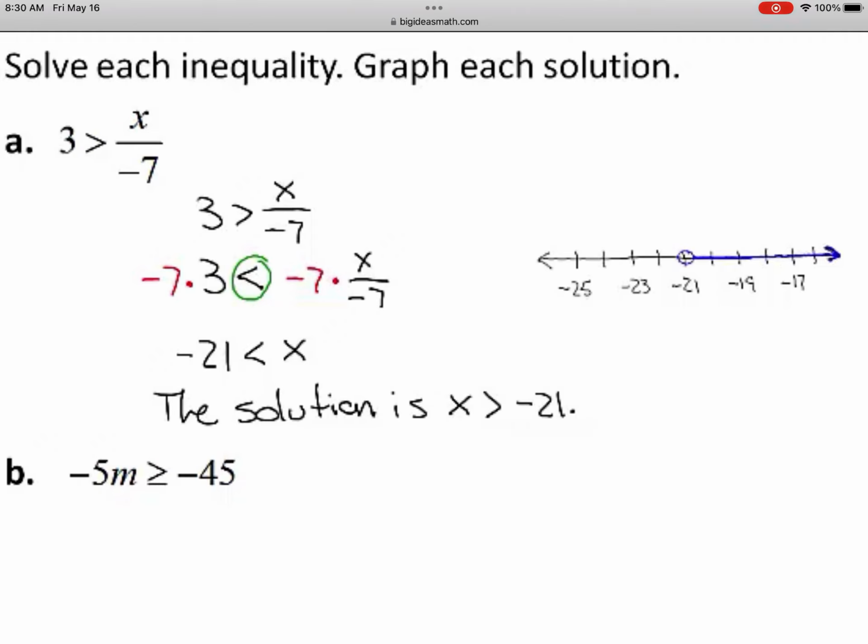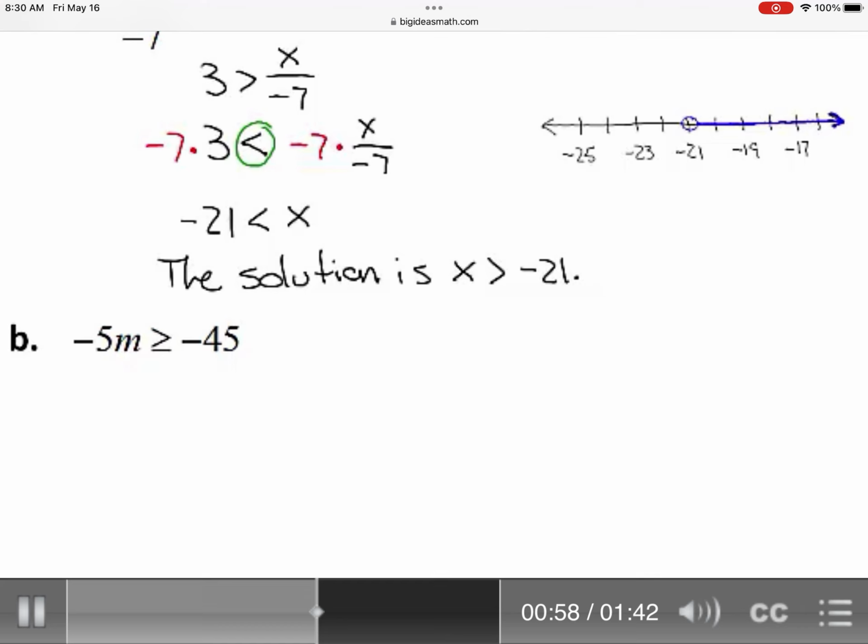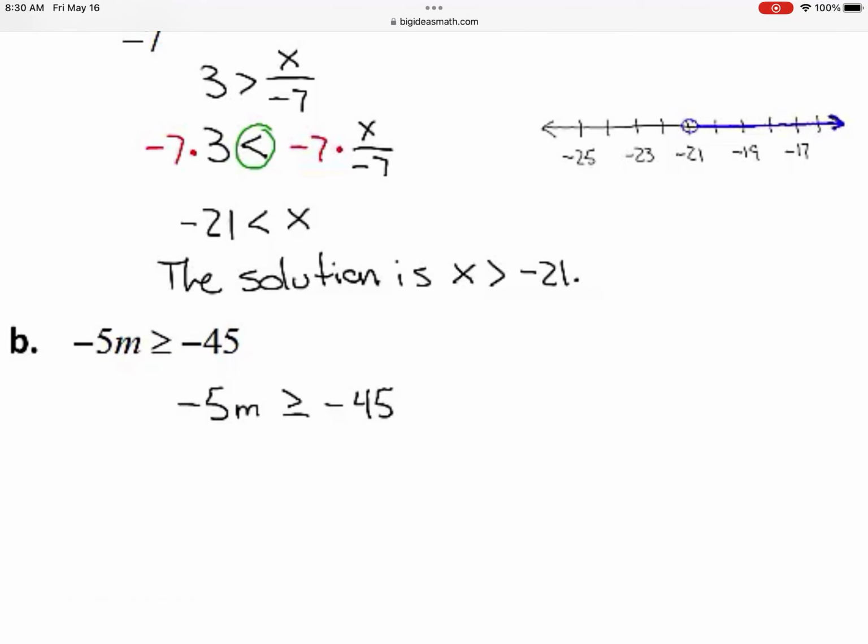Part B. Negative 5m is greater than or equal to negative 45. First write the inequality. Negative 5m is greater than or equal to negative 45. Next use the division property of inequality. Divide each side of the inequality by negative 5.